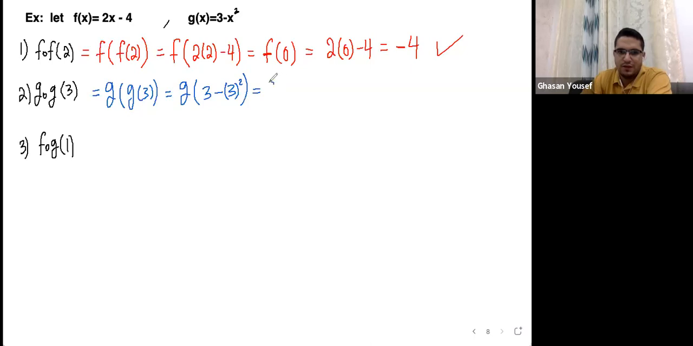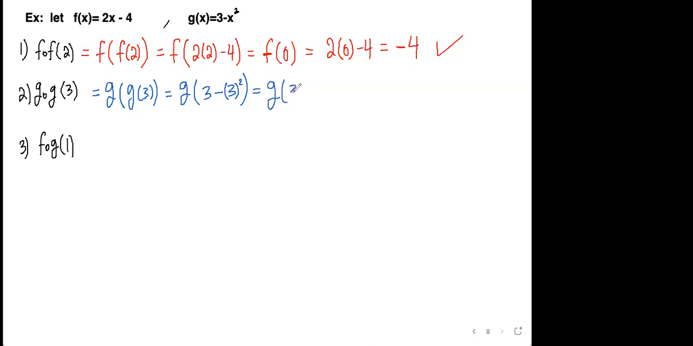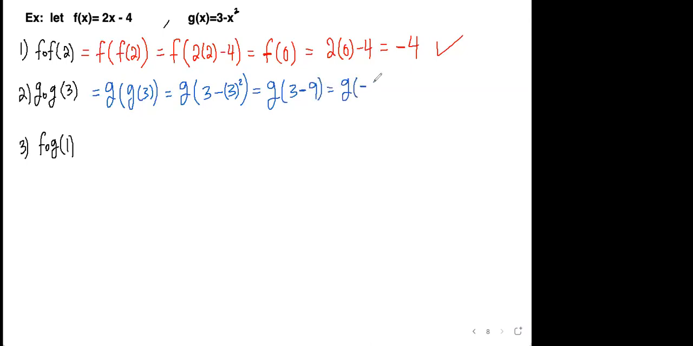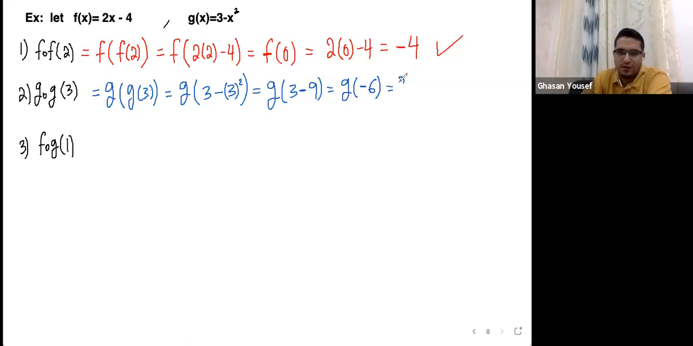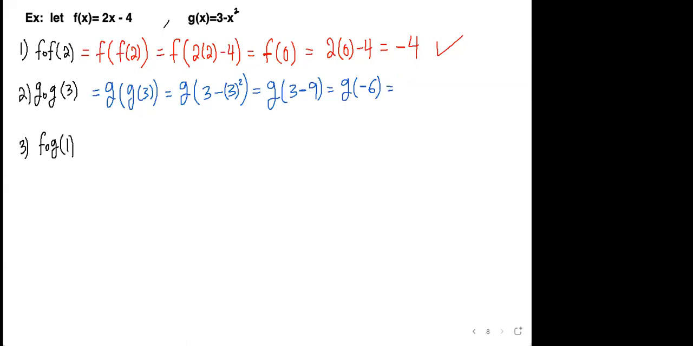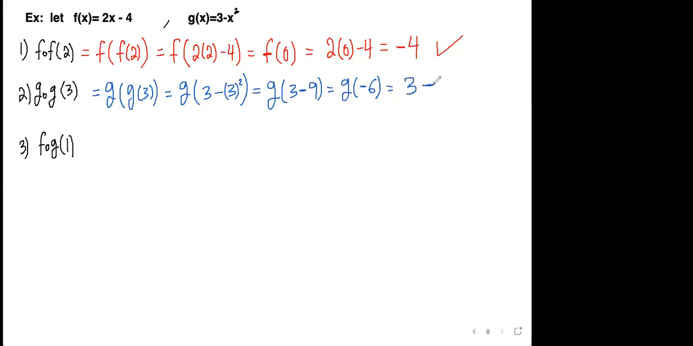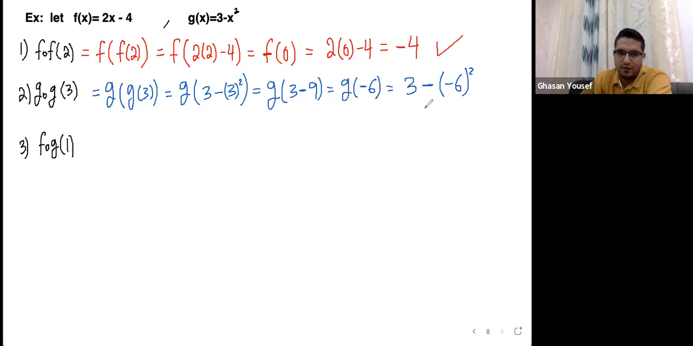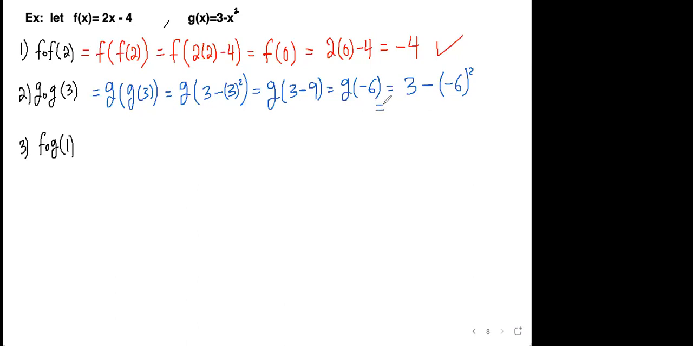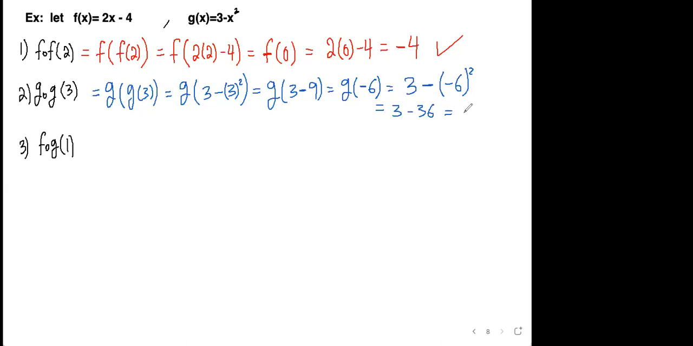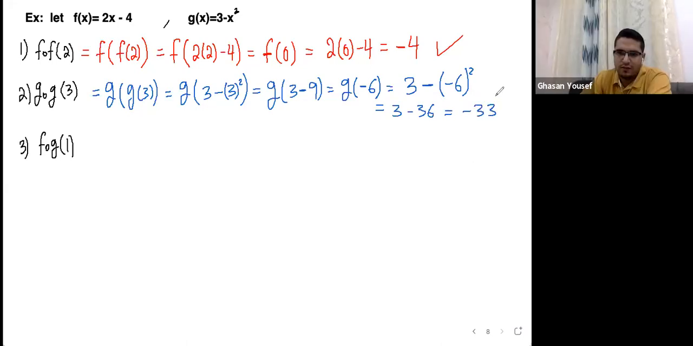Can you simplify inside the parentheses? That'll be 3 minus 9, which will be g of negative 6. Nice. Then you plug in negative 6 in the same equation. What are you going to get? 3 minus negative 6 squared. What is that? That'll be negative 36. 3 minus 36. Negative 33. So negative 33. Correct.